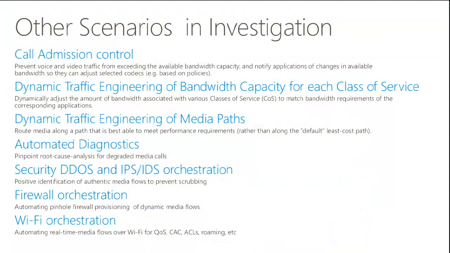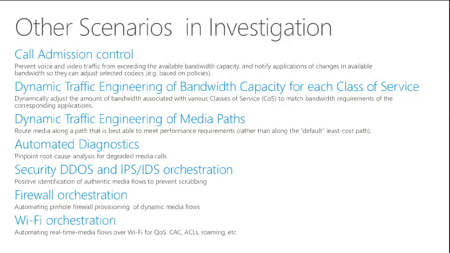So other scenarios that we want to get to are basically call admission control, dynamic traffic engineering by class of service. So unlike traffic engineering where you change from the shortest path to a different path, maybe longer, this is traffic engineering where we're taking that path, but we're adjusting the class of service, the bandwidth allocated for the class of service. So EF gets a certain bandwidth, 10%. Now we can adjust it to more for video and so on.